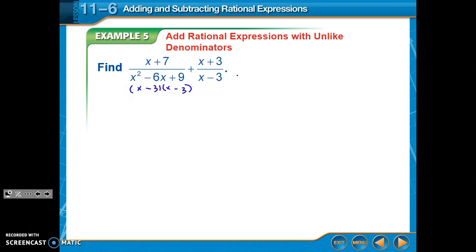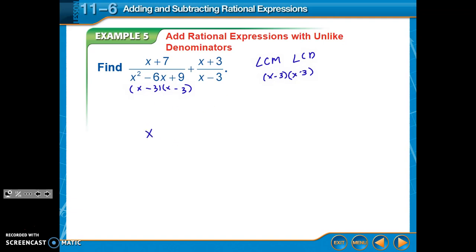Now, the least common multiple, or in our case, the least common denominator, has to have everything accounted for. So from this one, I need to have x minus 3 and x minus 3. Now, if I go to this one, it's already on my list, so I can just leave it at that. So my least common multiple, or denominator, is going to be x minus 3 squared. So this one already has that.